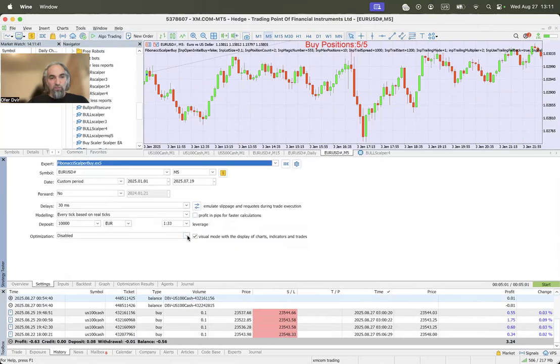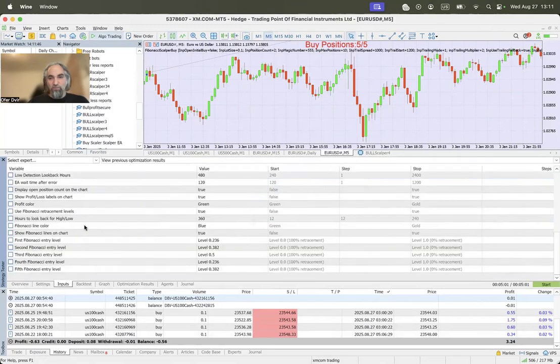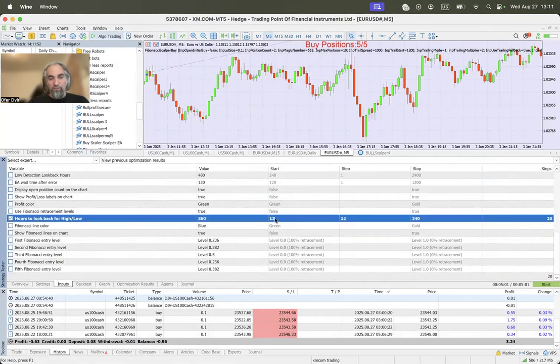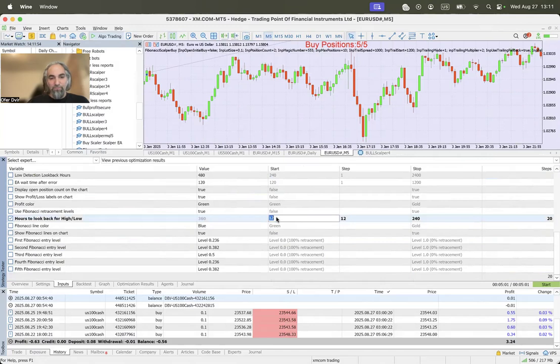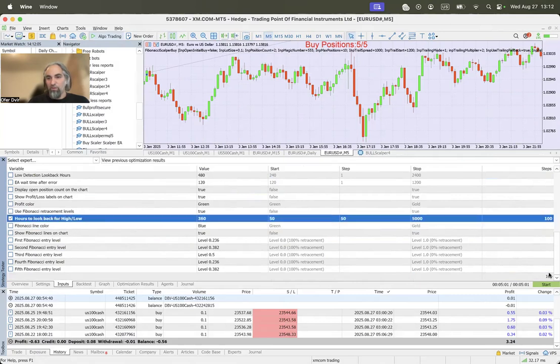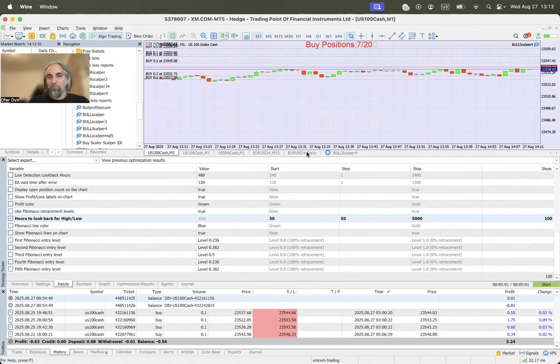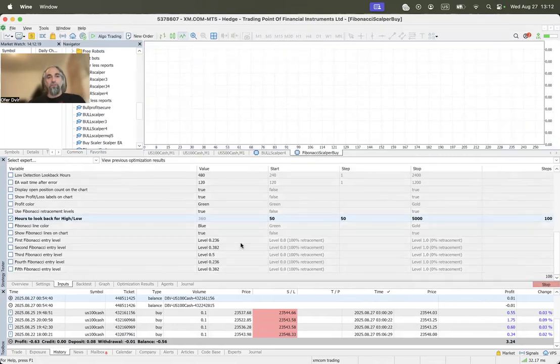So one last thing, let's do a quick optimization and just take the hours as we said before, because that's the main difference. And let's start with 50, and we'll have 50. Sorry, let's do 5,000. And then we have 100, and then the optimization will start working. Let's do the optimization for a moment.